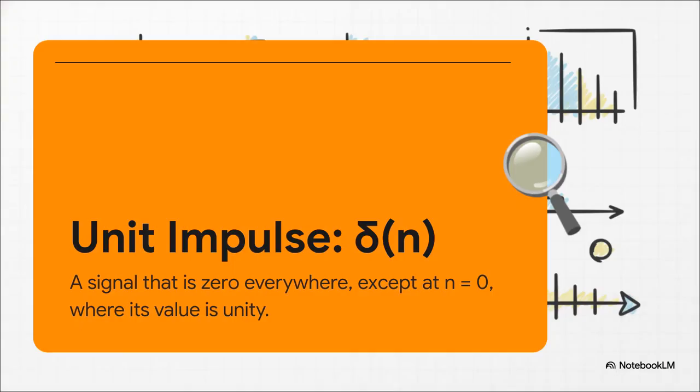First up is the unit impulse, which we write as delta of n. The definition couldn't be simpler. It's a signal that has a value of 1 right at time 0, and it's 0 everywhere else. Think of it as the shortest possible event you can imagine, like a single instantaneous blip. It's so important because it lets us test out systems by seeing how they react to this one tiny input.